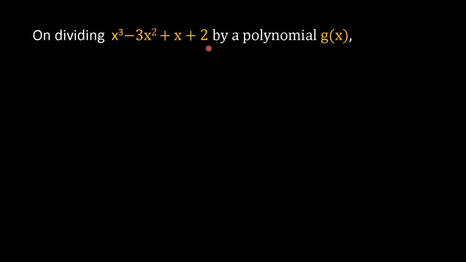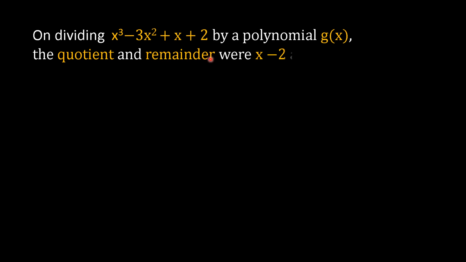Next question: on dividing x cubed minus 3x squared plus x plus 2 by a polynomial g(x), the quotient and remainder were x minus 2 and minus 2x plus 4. Here we have been given the dividend, which is this. The divisor is g(x), the quotient is x minus 2, and the remainder is minus 2x plus 4. We have to find g(x), that is the divisor.